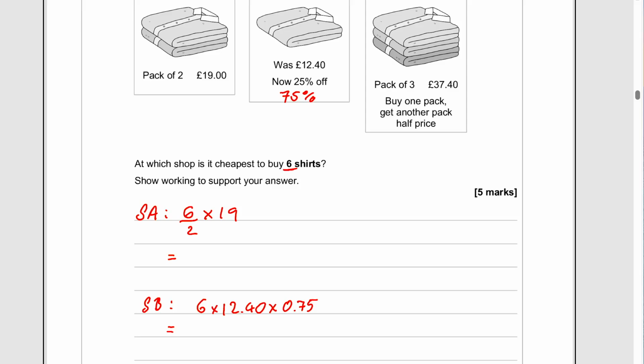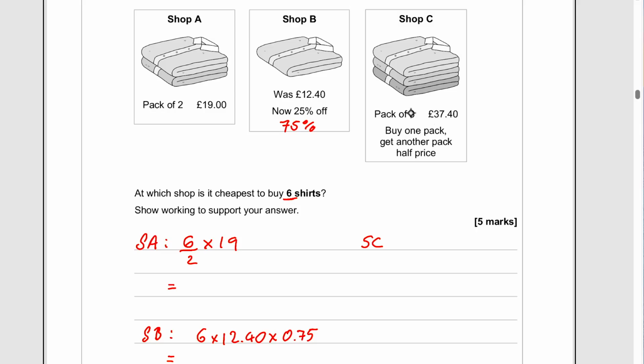And then for shop C, packs of 3, buy 1 pack, get another 1/2 price. So if we want to buy packs of 3, we want 2 packs of those, 1 at the full price and 1 at a half price. So for shop C, we're going to pay £37.40 times by 1.5 because we want 1 and then a half. Right, and then we'll go to calculator for all 3 parts then.